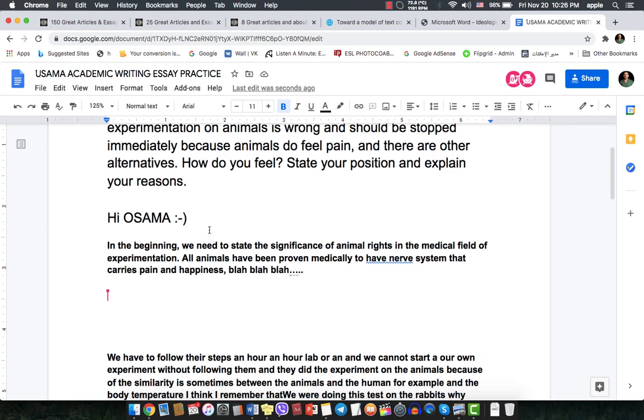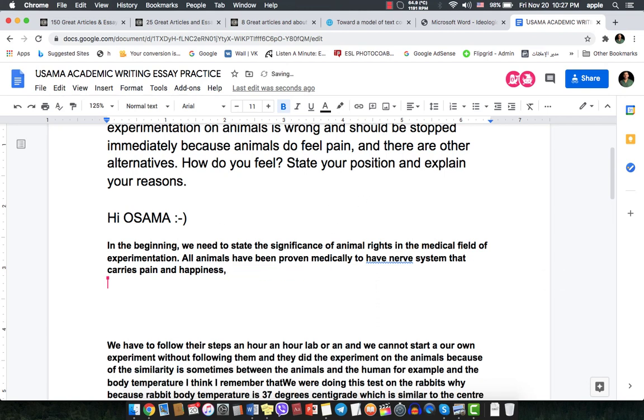In the beginning, we need to state the significance of animal rights in the medical field of experimentation. All animals have been proven medically to have nerve system that carries pain and happiness. Shall I continue after happiness? After happiness. Okay, I'll delete this. Continue after happiness.